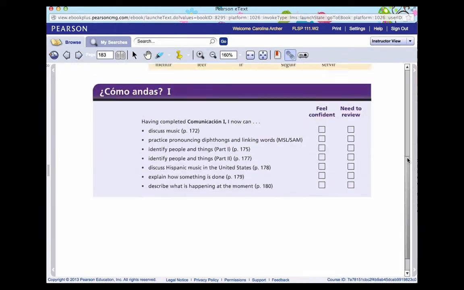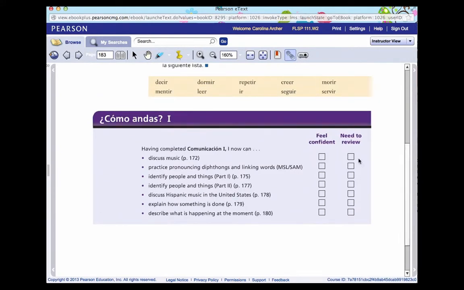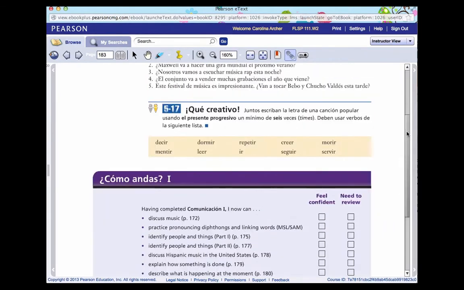the first ¿Cómo andas? section, where you have to take a look at what we have been doing and see if there's something that you need to review or need help with, and please let me know, and I will be glad to explain things again for you.